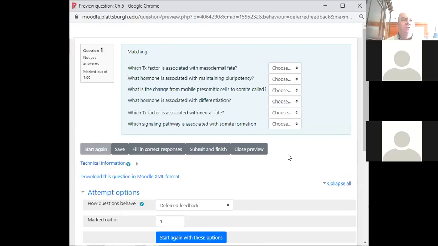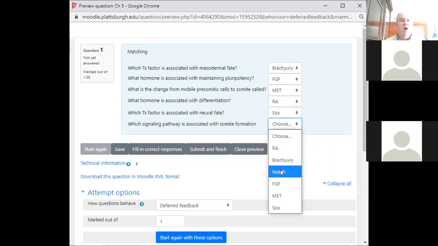Which transcription factor is associated with the mesodermal fate? That should be easy. We've been talking about that since Xenopus. What hormone is associated with maintaining pluripotency? FGF. What is the change from mobile to presomatic cells called? MET, mesenchymal epithelial transition. What hormone is associated with differentiation? Ooh, that would be RA, retinoic acid. Which transcription factor is associated with neural fate? SOX.